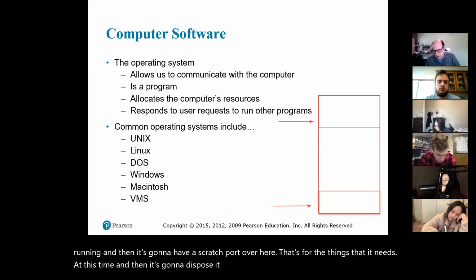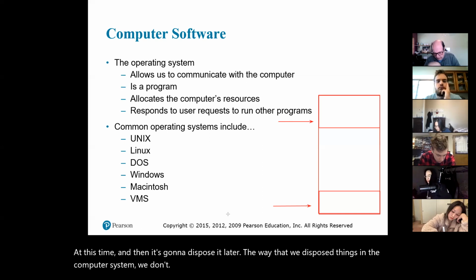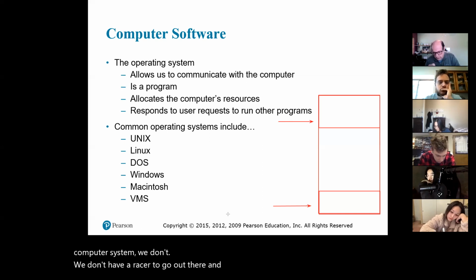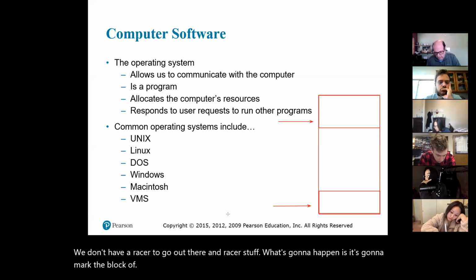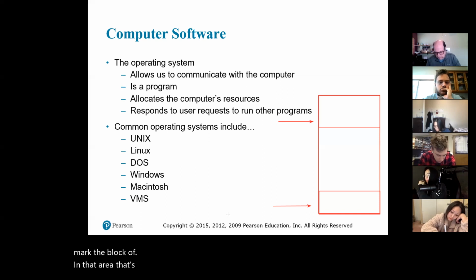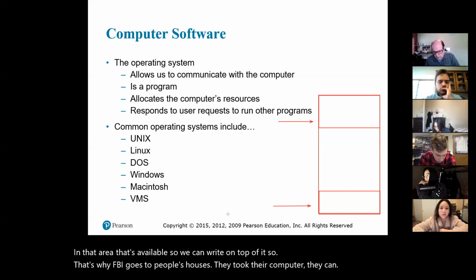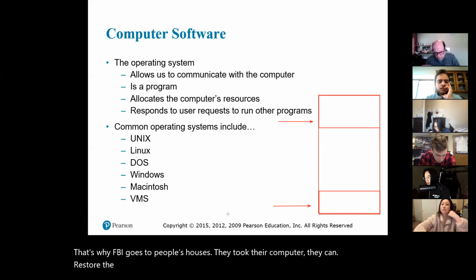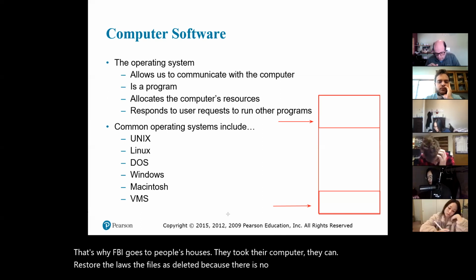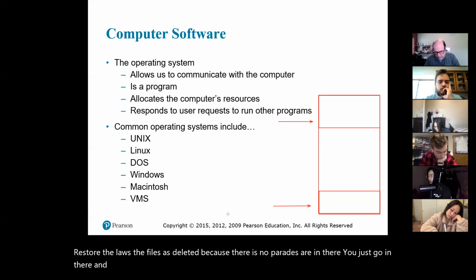The way that we dispose things in the computer system, we don't have an eraser to go out there and erase stuff. What's going to happen is it's going to mark the block of that area as available so we can write on top of it. So that's why the FBI goes to people's houses, takes their computer, and can restore the lost files that were deleted, because there is no eraser in there. You just go in there and say, this block is ready. And if you don't write on top of it, the data is still there, it's available.